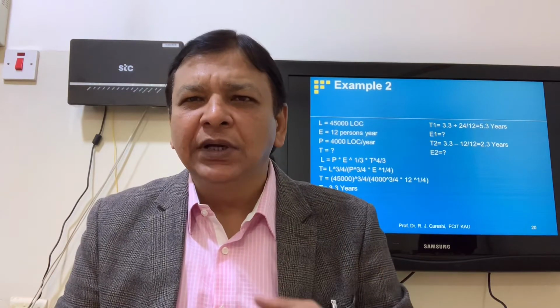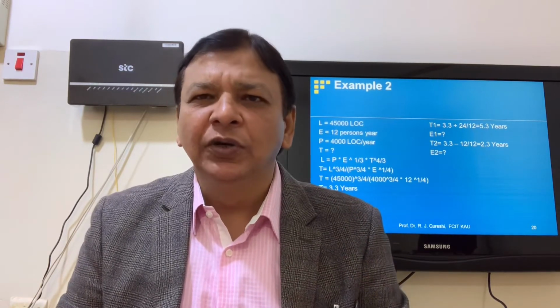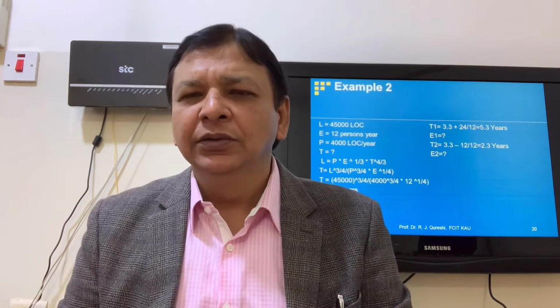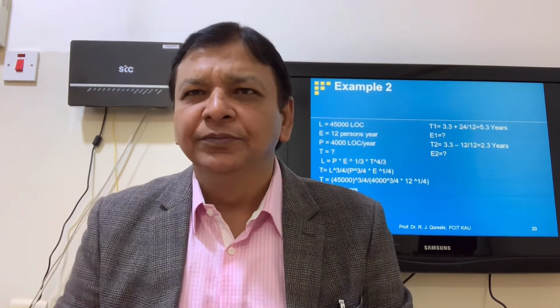And then what is the effort? E1 we need to calculate, to check if we increase the time by 2 years, what is the effect on effort. Then the second scenario, if we decrease the time by 12 months, 12 months means 1 year. T2 is equal to 3.3 minus 1. So that means 2.3 years. So we need to have E1, we need to have E2.